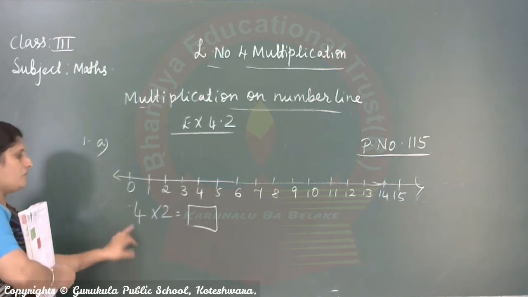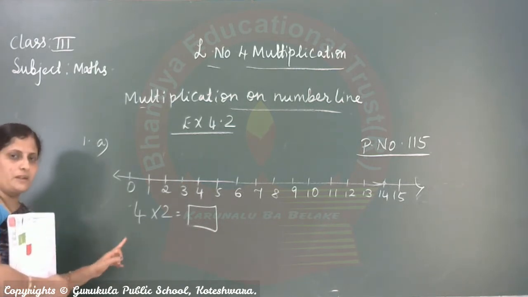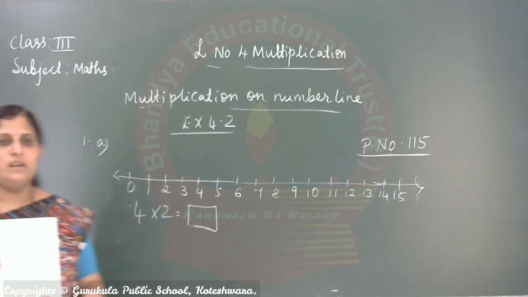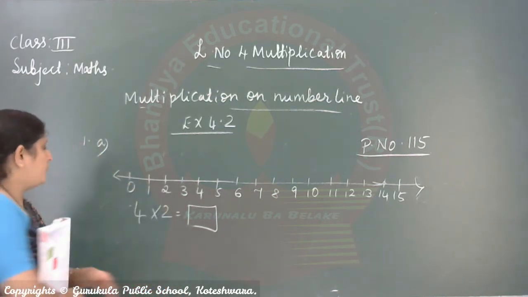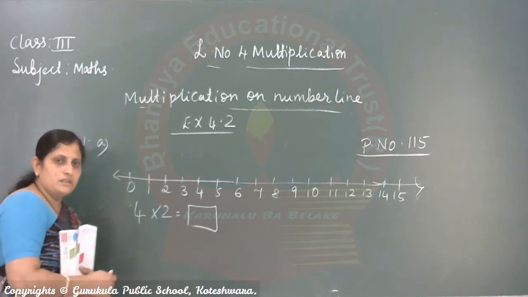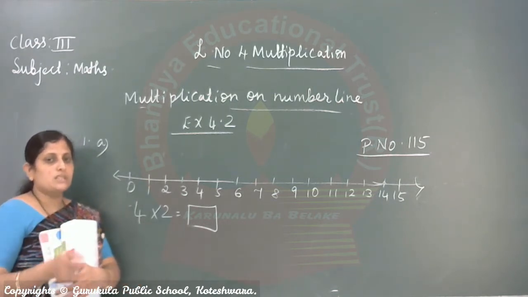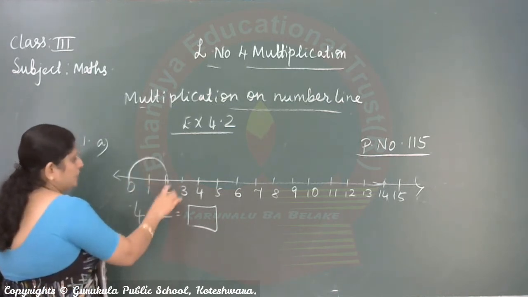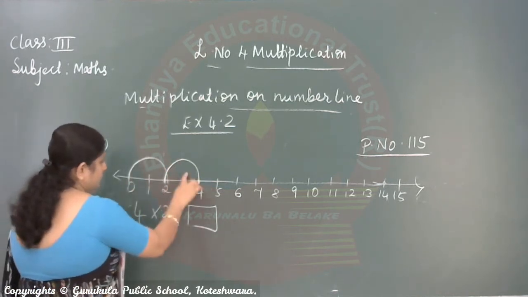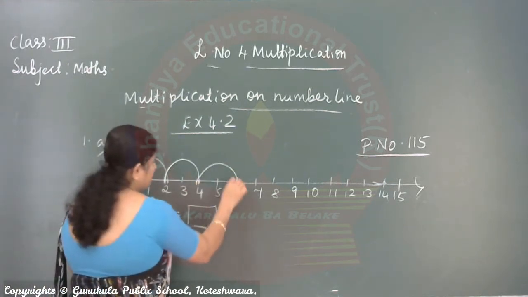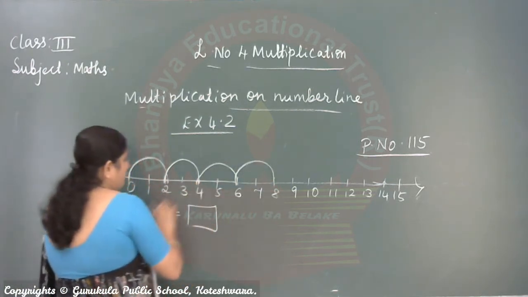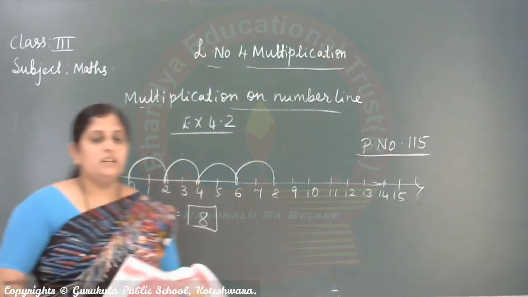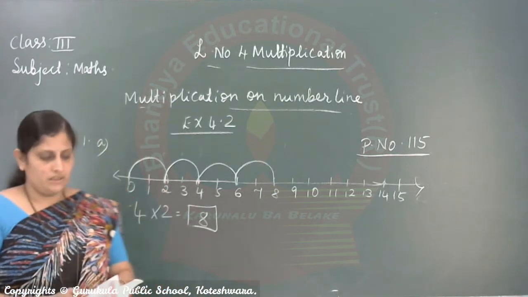What do we have to do? How many jumps do we have to take? The first number represents the jump. How many jumps do we have to take now? 4 jumps. For how many steps? 2 steps. We have to take 2 steps, 4 jumps. So here 2 steps. 0 to 2. Next again 2 steps. 2 jumps over. Again 2 steps. Again 2 steps. So 4 twos are how much? 8. 4 twos are 8. We reach 8. Correct?